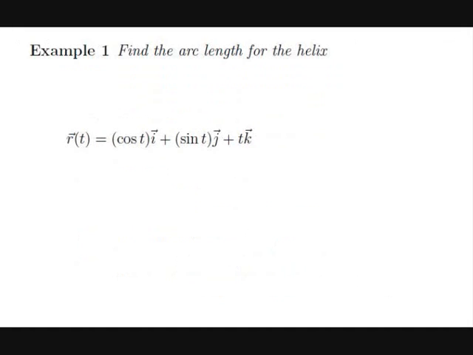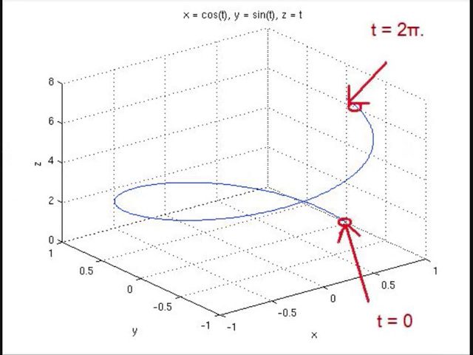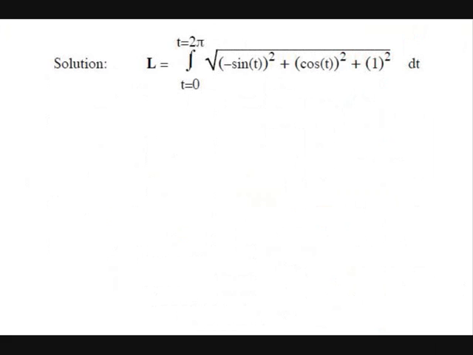Let's find the arc length for the helix as shown below, which is r(t) equals cos t, sin t, and t. This is the graph for the function. Let's say we want to find it for t from 0 to 2 pi. By using the formula shown earlier, we integrate the magnitude of r'(t) from interval 0 to 2 pi.